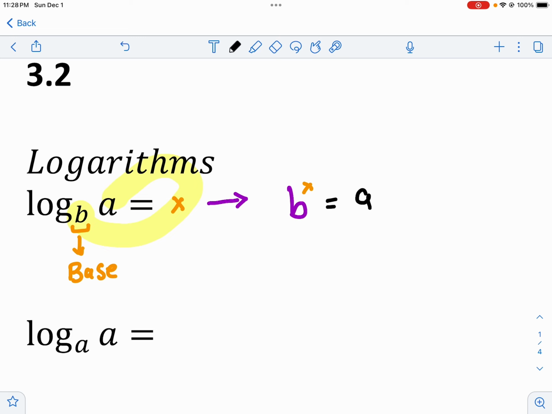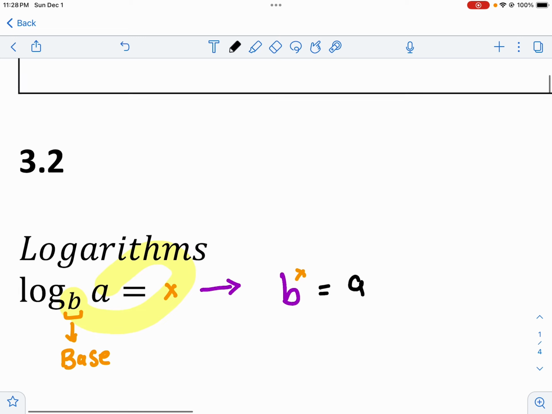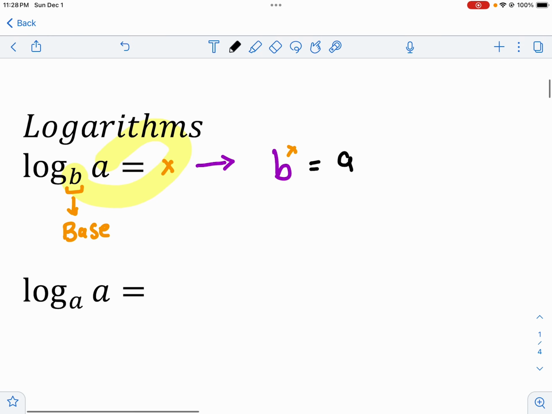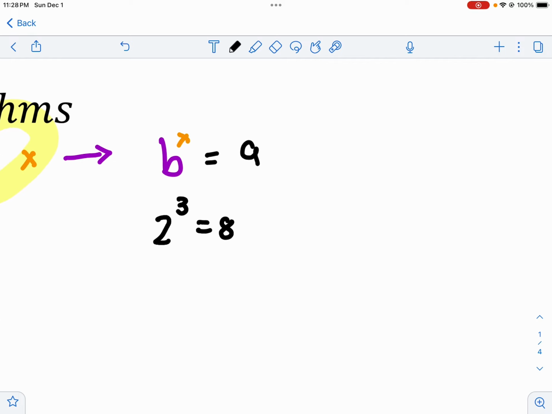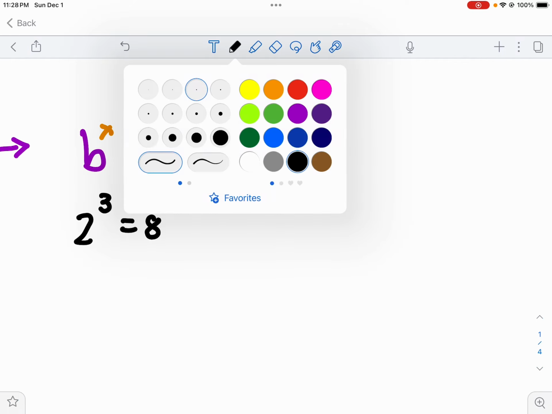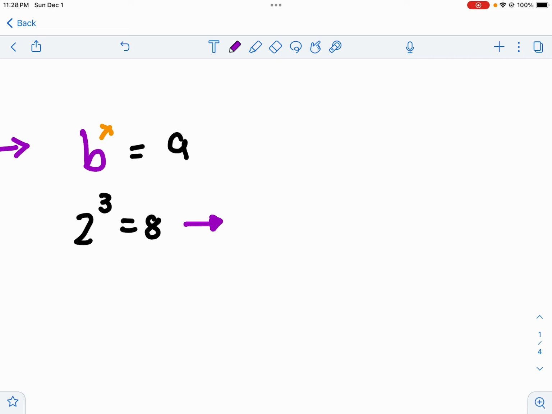Okay? So, for example, you can go the other way. Let's write this in actual real numbers. You know that 2 to the third power is equal to 8. Right? 2 to the third power is 8. This can be rewritten as log base 2 of 8 is equal to 3. It's exactly the same thing.